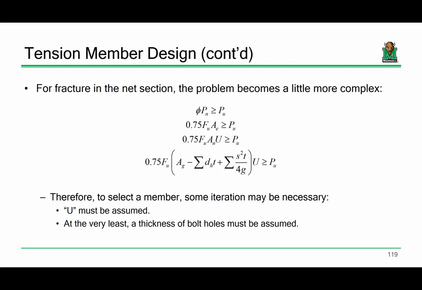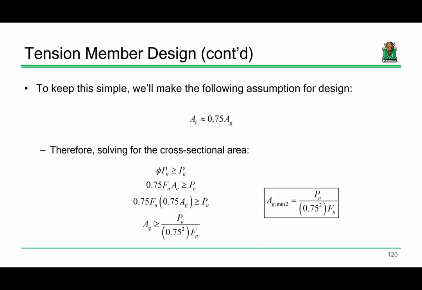The answer is you recognize that there's too many variables, and you guess. Okay? So I propose that a reasonable guess for the purposes of design is to assume that the effective net area, that's AN times U, that the effective net area is about 75% of the gross area. So that's going from the gross area to the net area, and then taking the net area and adjusting it by the shear lag factor. I propose a reasonable guess is that that's about 75%.